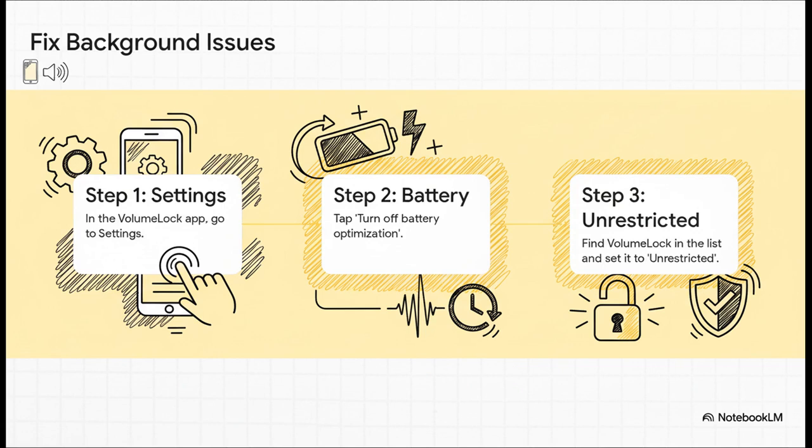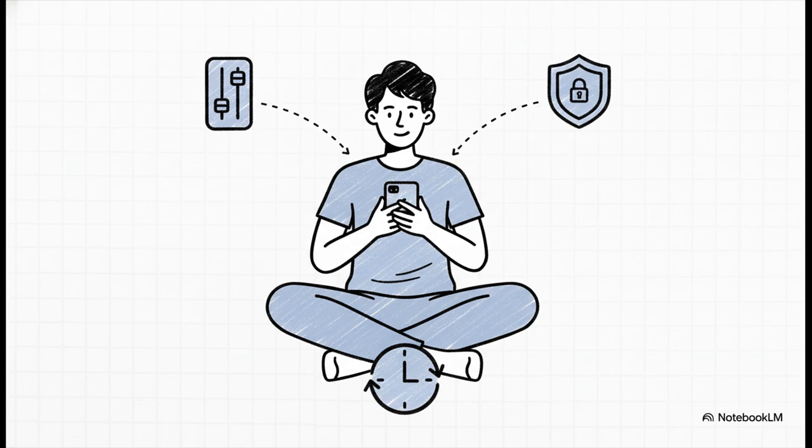Inside the app settings, you'll see an option called Turn Off Battery Optimization. Just tap it. Your phone's system settings will pop up. All you have to do is find VolumeLock in the list and change its setting from optimized to unrestricted. This basically tells your phone, hey, this app is important, leave it alone, and it will keep your volume protected around the clock. And that's it.